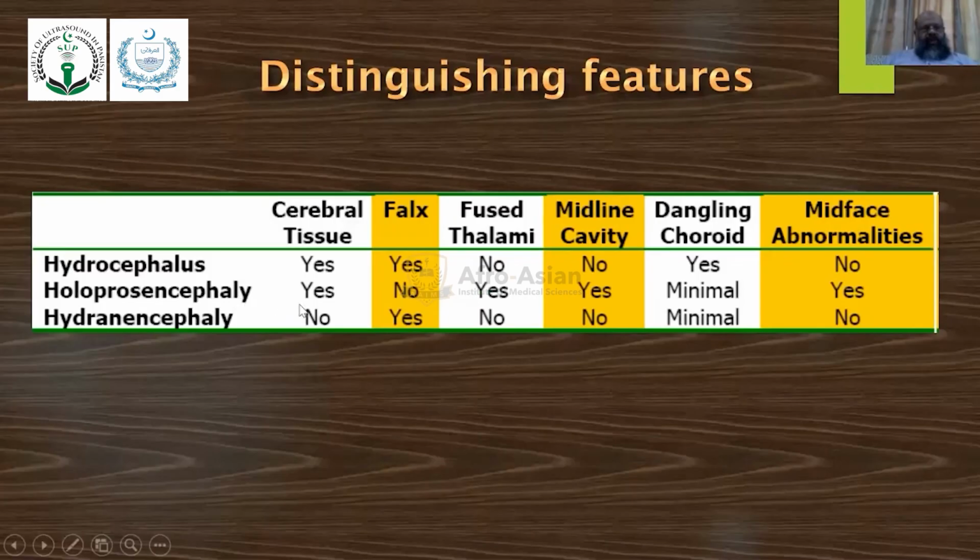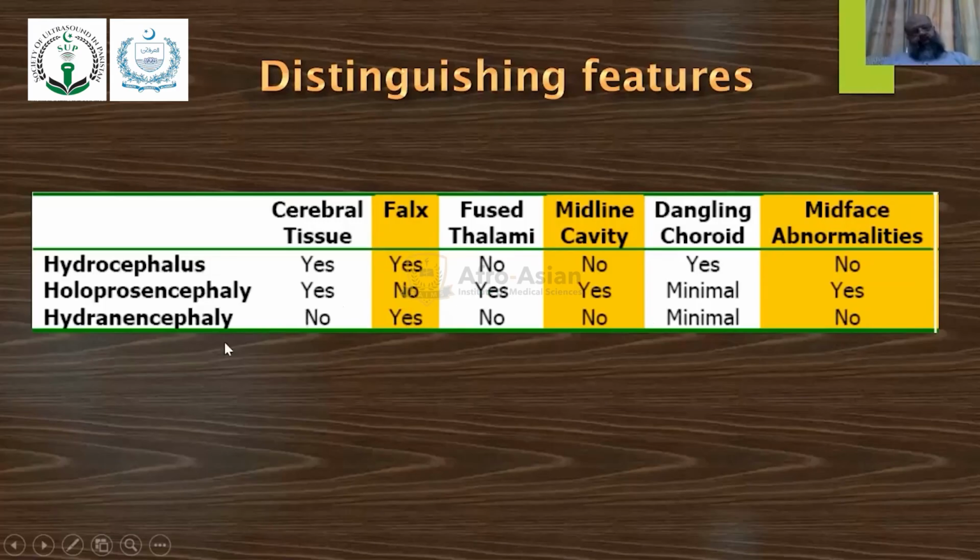Holoprosencephaly: cerebral tissue is present. Falx not visible because they are fused. Fused thalami, midline cavity, yes. Dangling minimal, and mid-face abnormalities are present. On the face, you can have a proboscis, you can have a central fused eye lying in the center of the forehead.